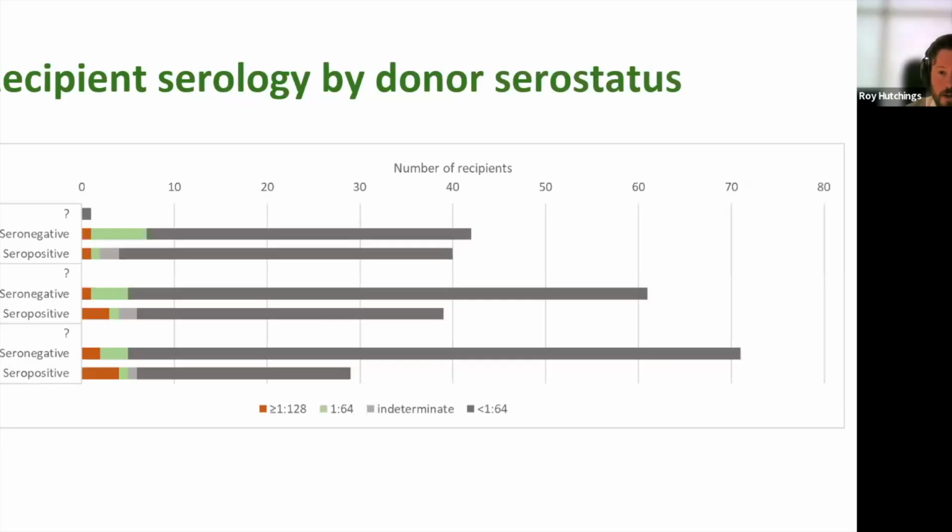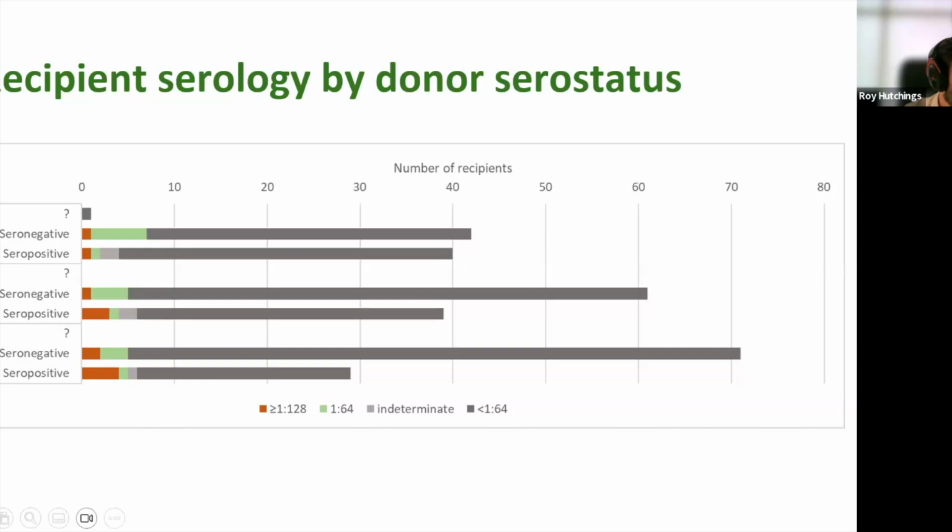Okay, now I'm showing you here the distribution of serology results at each time point and comparing the recipients of seropositive donors to the recipients of seronegative donors. So exposed and unexposed. So dark gray is a negative test. As you can see, most were negative. Light gray is intermediate, and green is a low level titer of 1 in 64, and orange is a higher titer of 1 in 128 and higher.